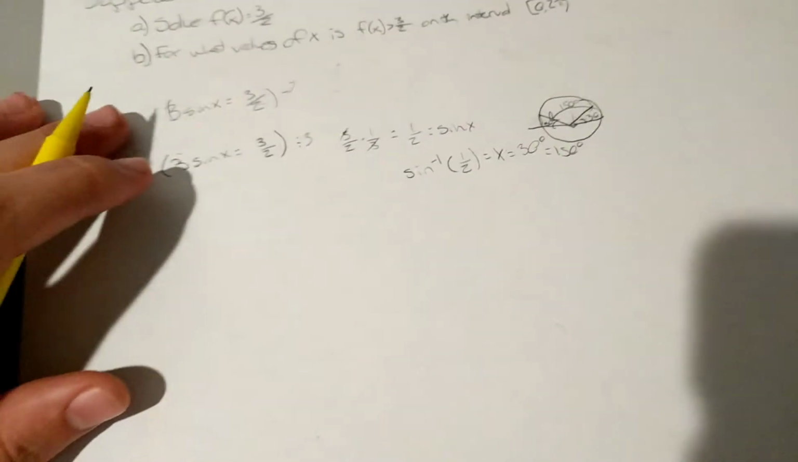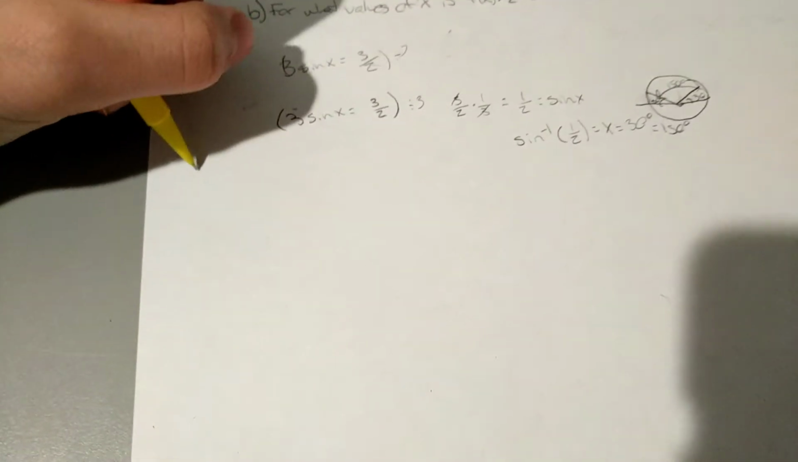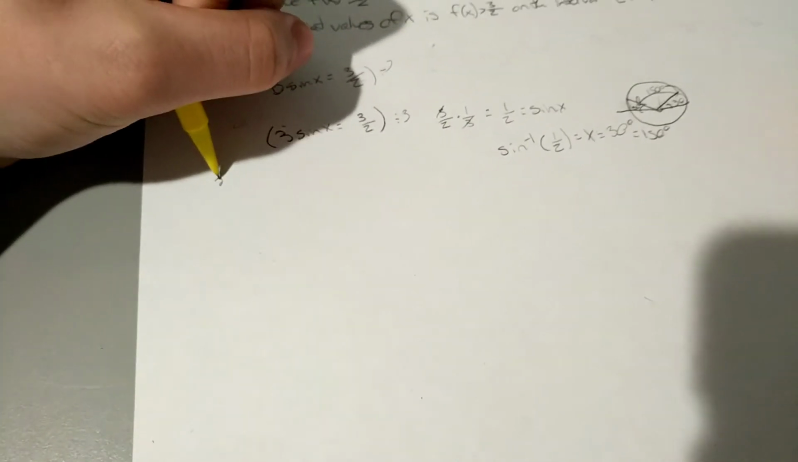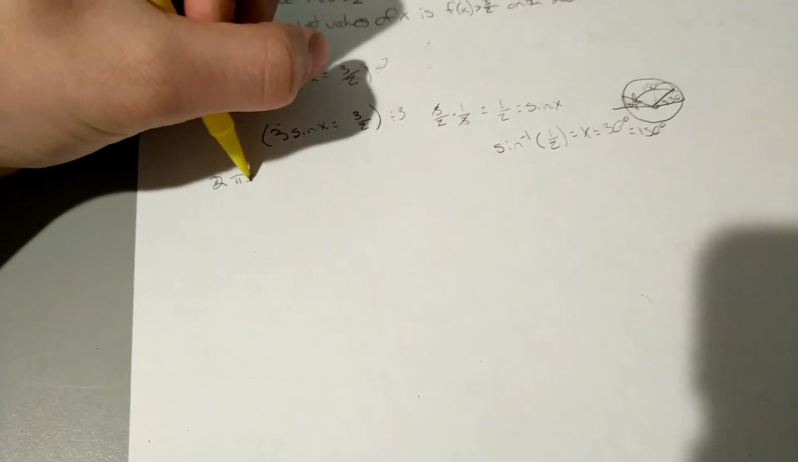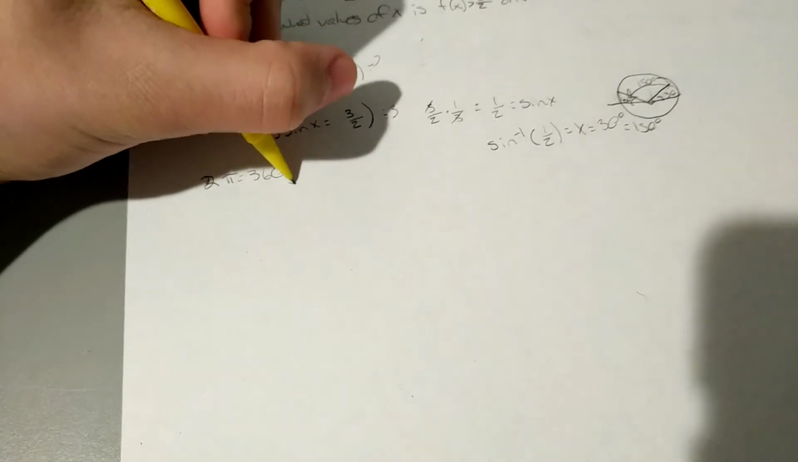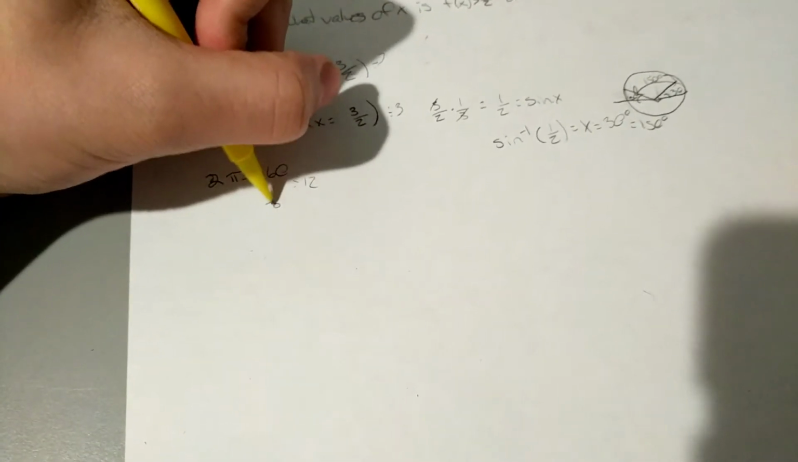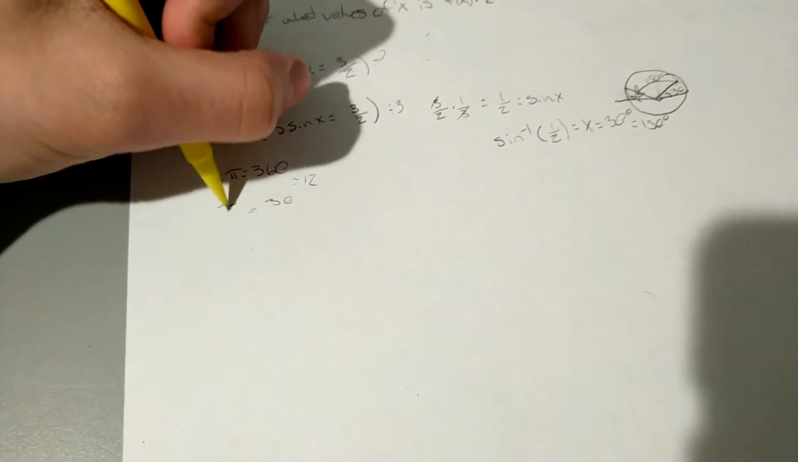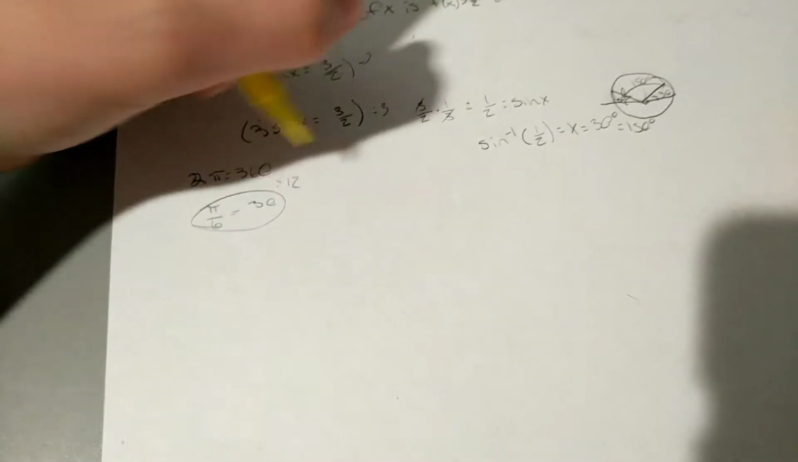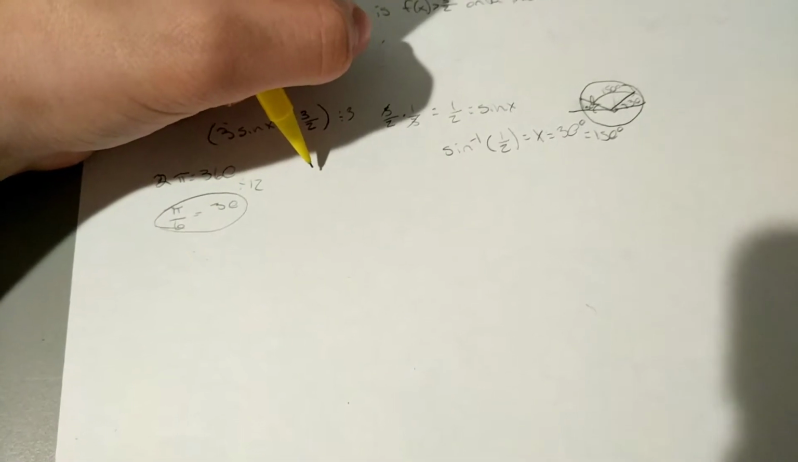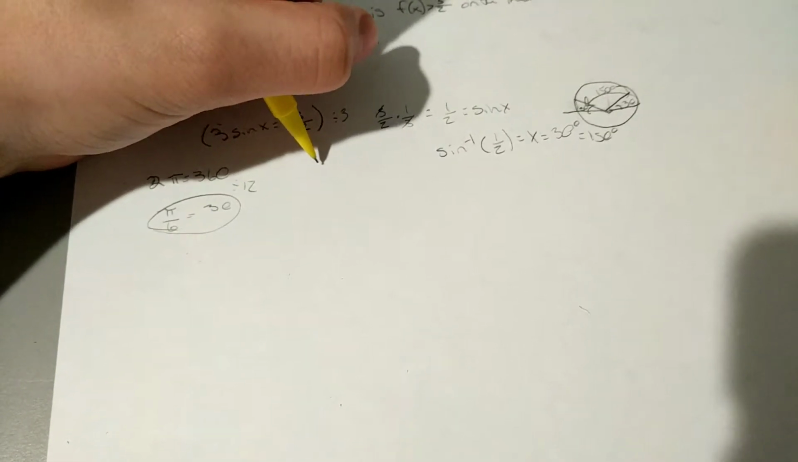The next thing we need to do is turn them into radians. So, it's hard to write with only one hand. 2 pi equals 360. If I divide by 12, that means that 30 is pi over 6. Important thing to note, because we're going to use this to solve for our equation for this.